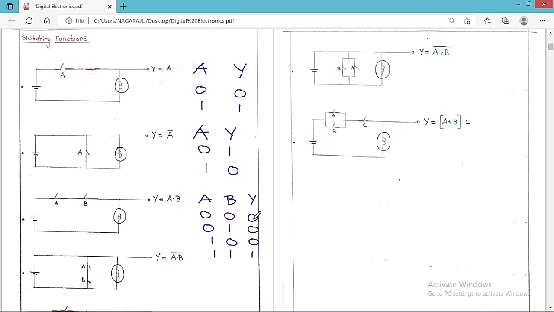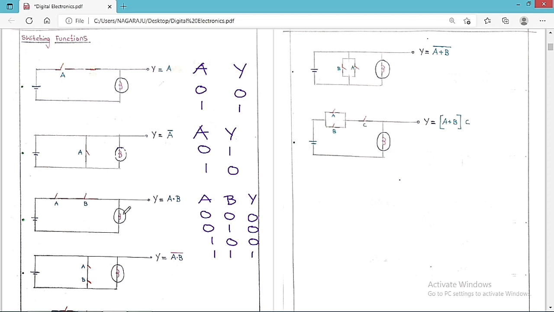So therefore Y is equal to A dot B. What I am trying to tell you is very simple. Whenever you connect the switches in series, both must be on for the bulb to get on. If at least one is open, definitely we can say the bulb is always off, meaning 0.